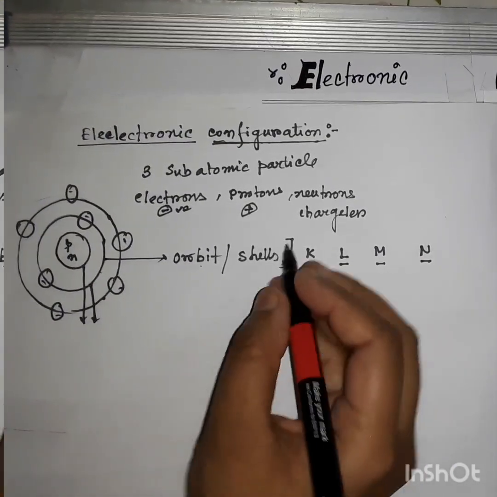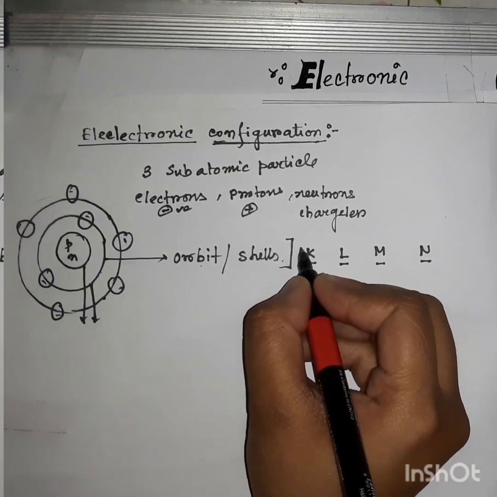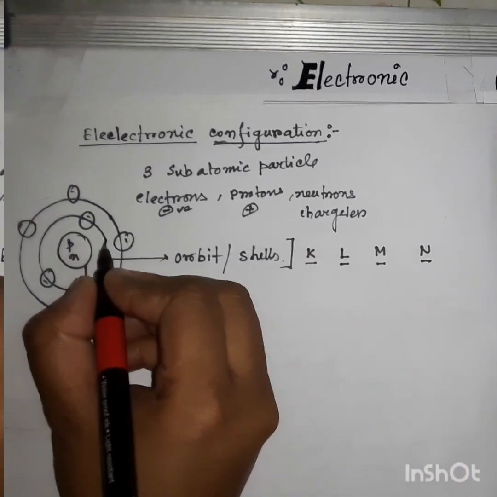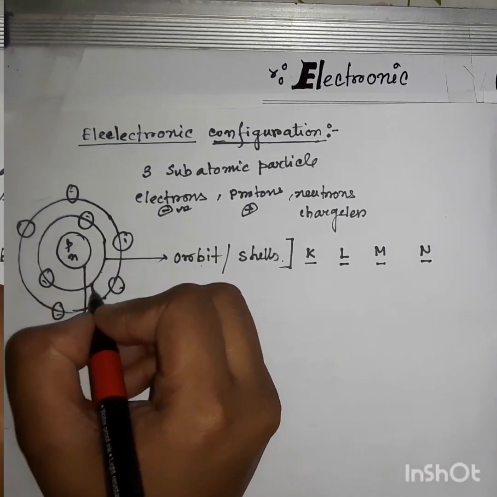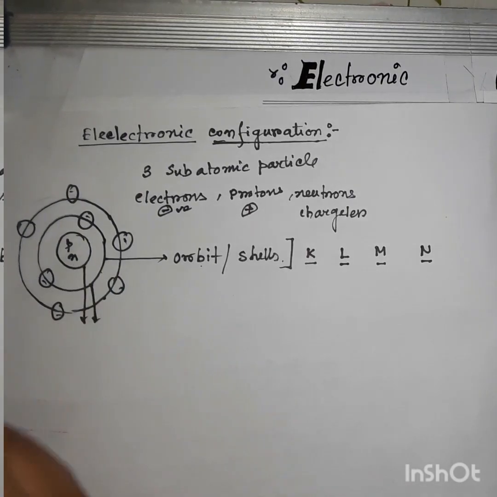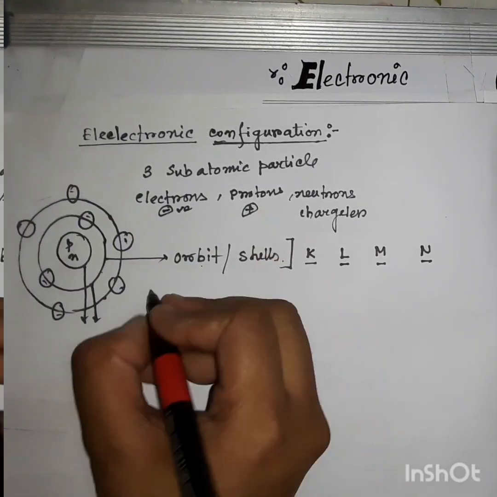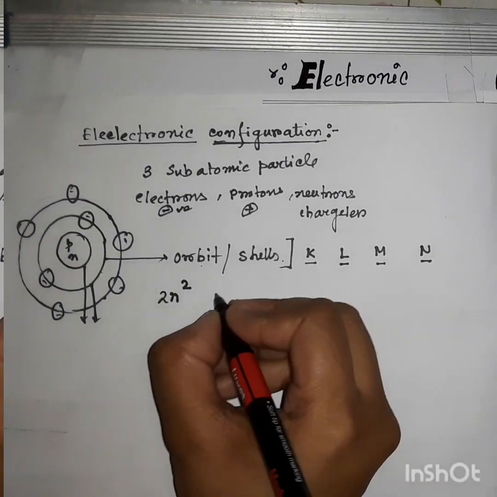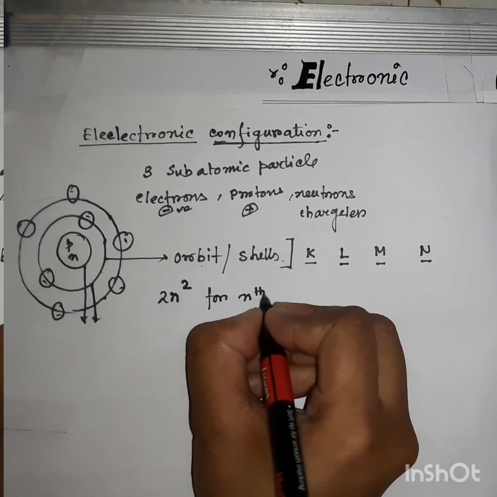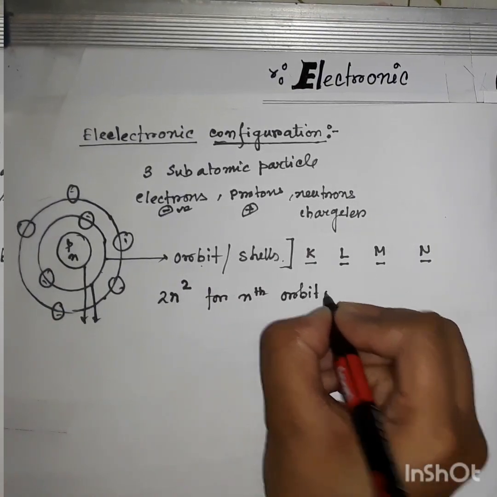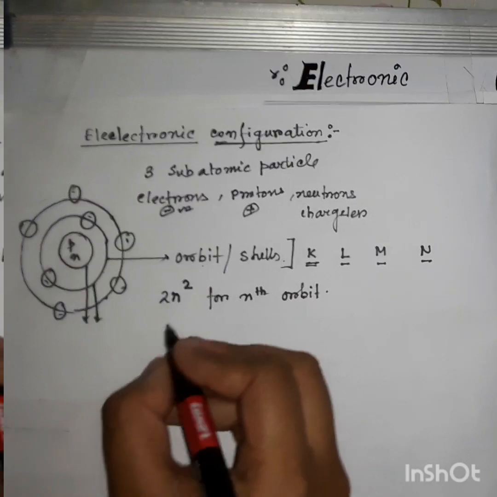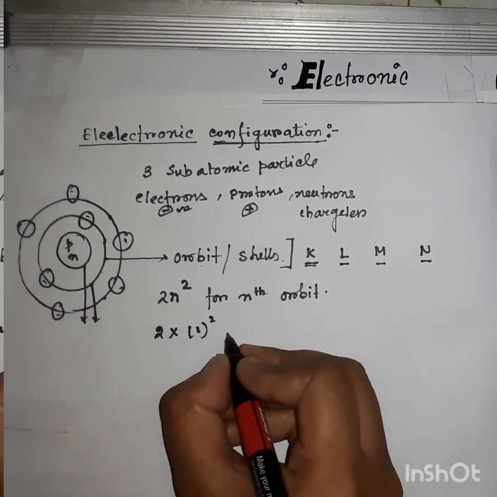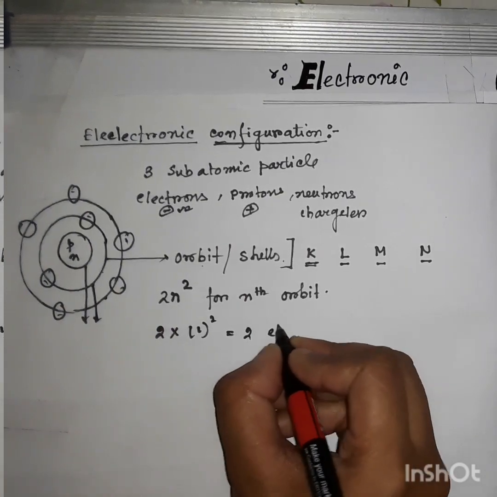For this theory, at first we have to know what the capacity of these orbits is. You have to remember one thing, that each orbit can accumulate a particular number of electrons, and that can be calculated by a general formula, that is 2n square for the nth orbit. So for the K orbit, which is the first orbit, it can accumulate 2 into 1 square, that equals 2 electrons.